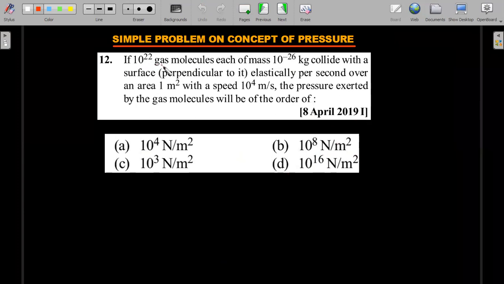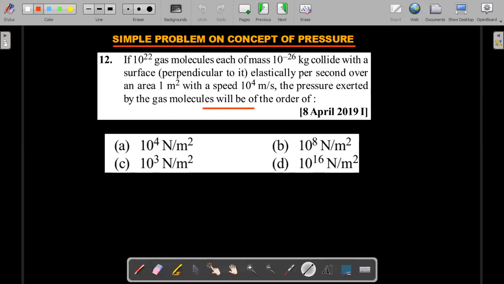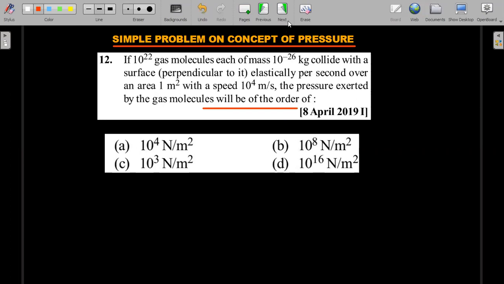If 10 power 22 gas molecules, each of mass 10 power minus 26 kg, collide with a surface perpendicular to it elastically per second over an area of 1 meter square with a speed of 10 power 4 meter per second, the pressure exerted by the gas molecules will be of what order? He's asking order. Okay, no need to calculate. He's just discussing the order of this particular problem. Okay, so let's try to see what is meant by order also as a part of this question.